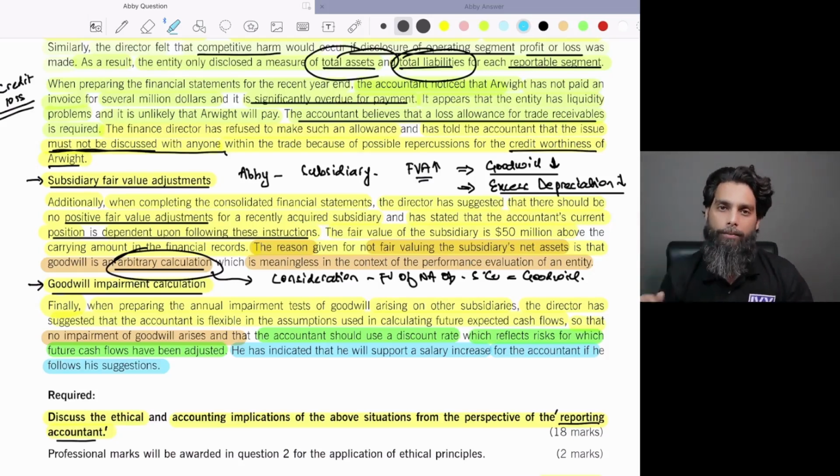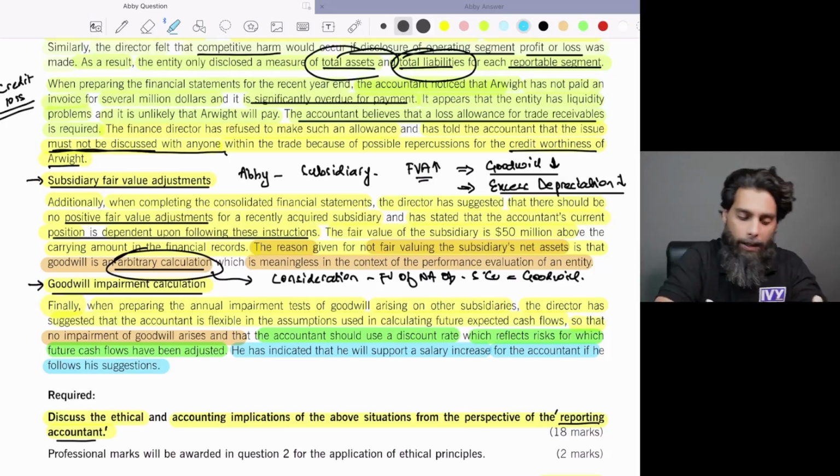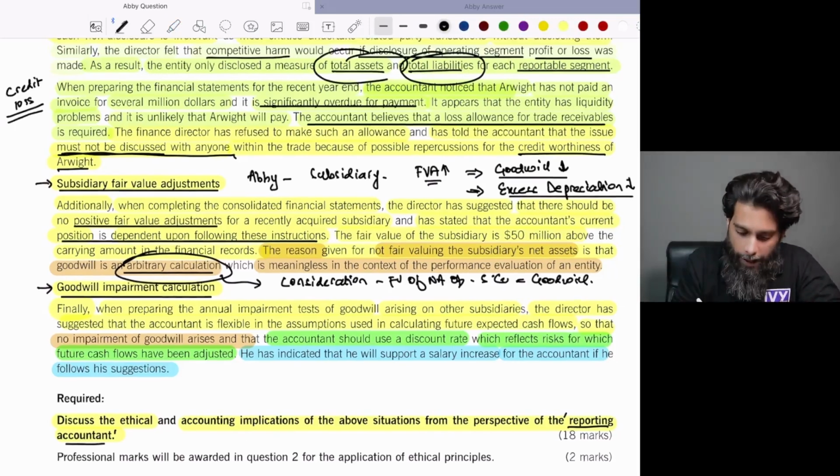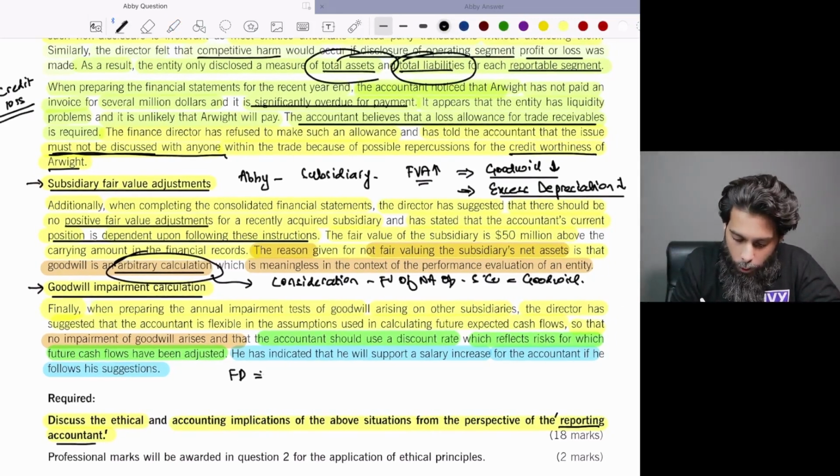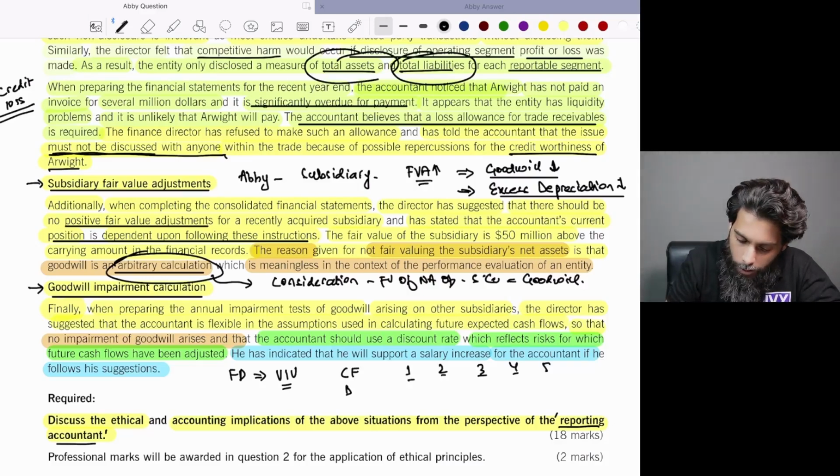cash flows are higher. What I'm trying to say is, your finance director has a request. He knows how value in use is calculated. So you take future cash flows of, let's say, year 1, year 2, year 3, year 4 and year 5, and then you discount them against a discount factor which is calculated on a discount rate. He wants you to take a lower discount rate.